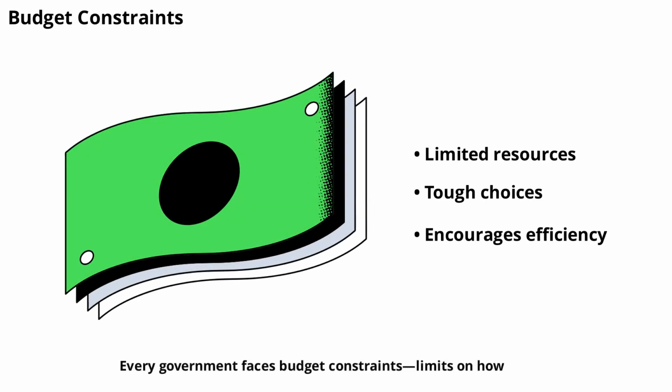Every government faces budget constraints, limits on how much can be spent based on available resources. These constraints force officials to make tough choices and set priorities. They also encourage efficiency and innovation in delivering public services.